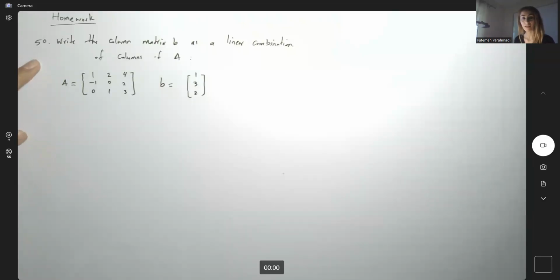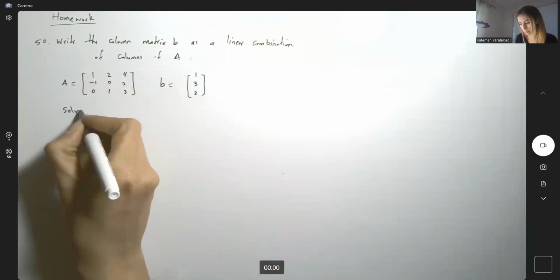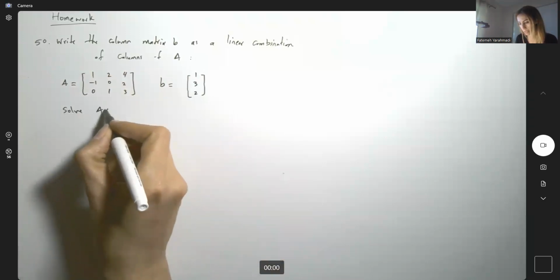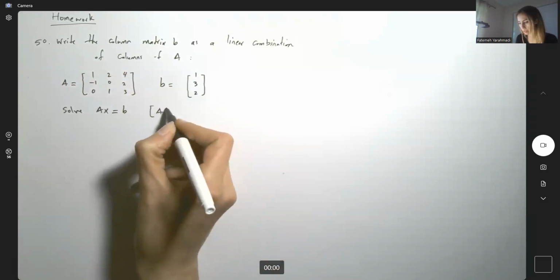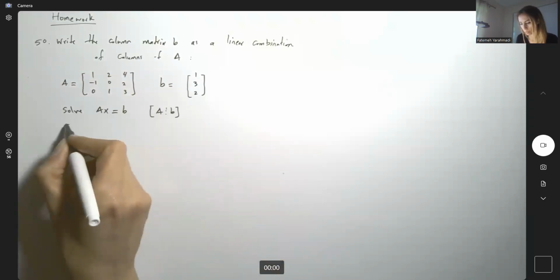It says, write the column matrix B as a linear combination of these columns. So let's solve it first. Solve the system AX equals B. So we need to form the augmented matrix AB. Okay, here we go.